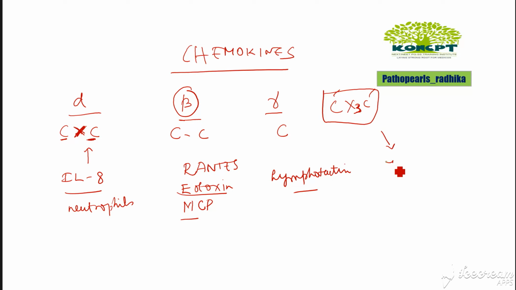Whereas for CX3C chemokine, you have fractalkine. Fractalkine is going to recruit your monocytes as well as T lymphocytes. So this is in short about your chemokines.